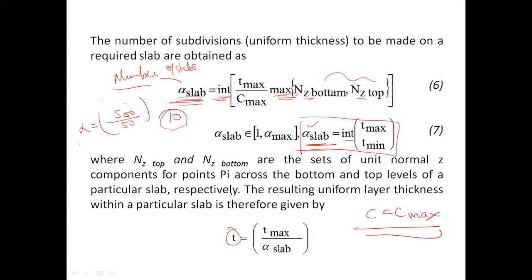Now, once you have 10 slabs, what will be the layer thickness? The maximum layer thickness divided by 10. So the maximum layer thickness was 500, divided by 10, that will give you 50 micron. So if you go by this layer thickness, what you will obtain is that the value of C max will always be less than C max.